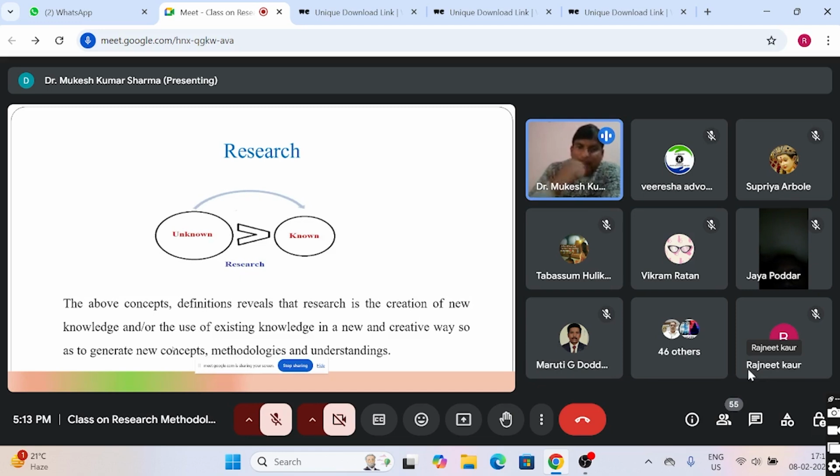Now, a very fundamental thing. What is research? One circle you are watching is the unknown area, and another circle is the known area. This unknown circle is wider than the known. You are also looking at the greater than sign. Now, who can explain these two circles? Anyone from you, please.